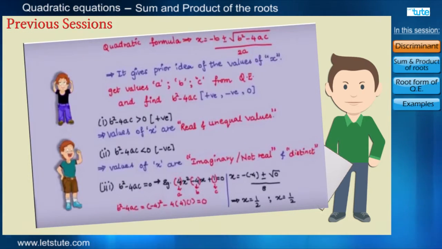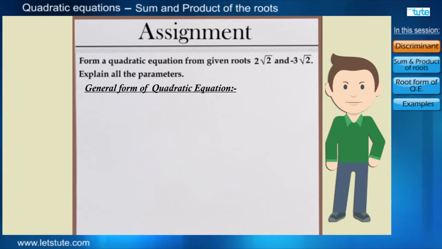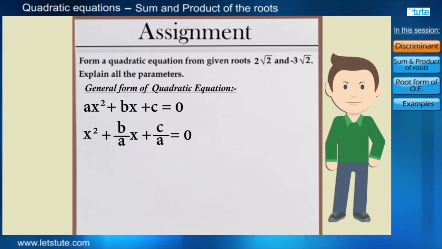Now it was the right time to discuss his assignment of writing a quadratic equation from the given roots. So I asked him to write the general form of the quadratic equation. He wrote ax square plus bx plus c equal to 0. Then I wrote the same equation in a slightly different form, where the coefficient of x square is 1, just by dividing the whole equation by a.